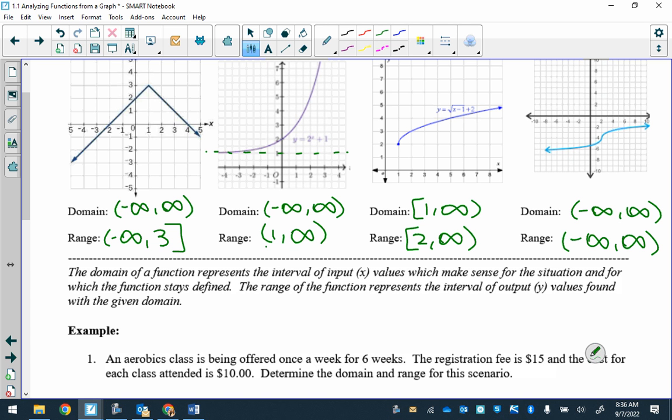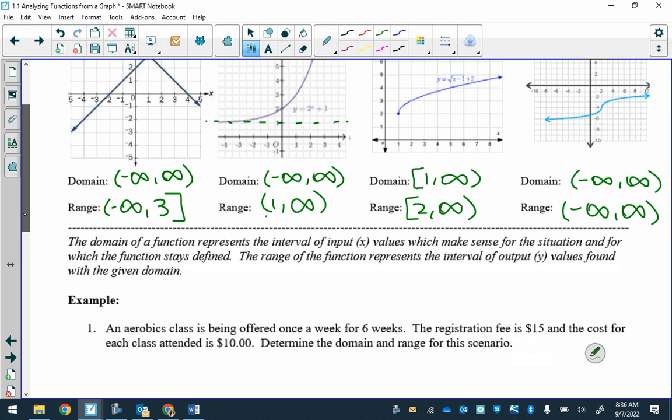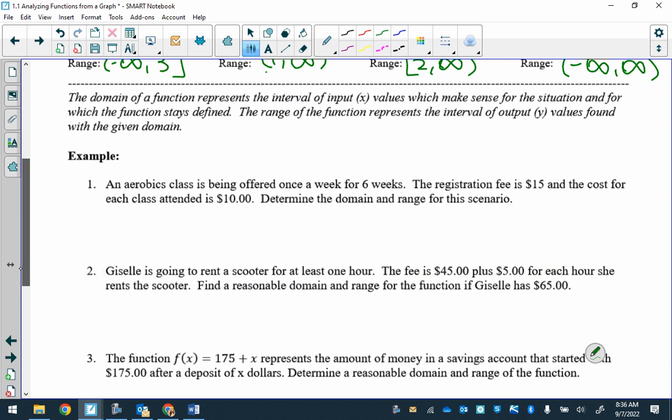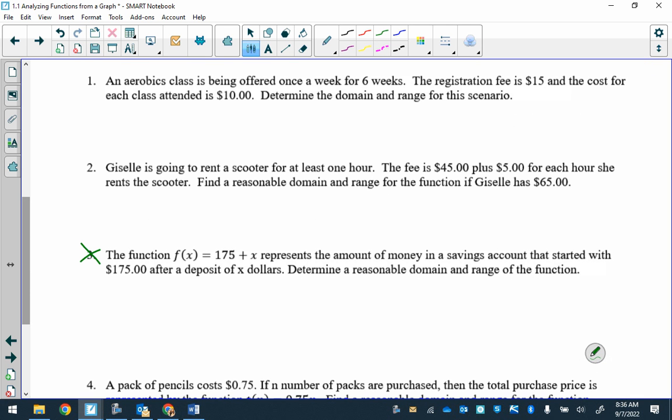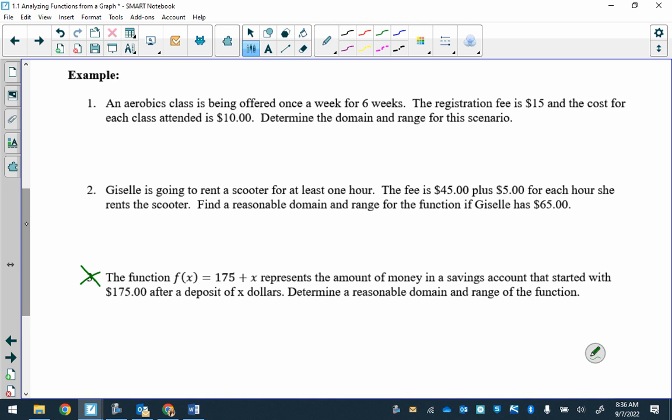All right. So again, pretty straightforward. These are our common graphs that we will see. It gets a little tricky again with the holes in the asymptotes. And then as well as word problems. Determining what is a reasonable domain and range. I'm just going to cross out 3 and 4 because there's not enough information. An aerobics class is being offered once a week for 6 weeks. The registration fee is $15 and the cost for each class attended is $10. Determine the domain and range for this scenario.